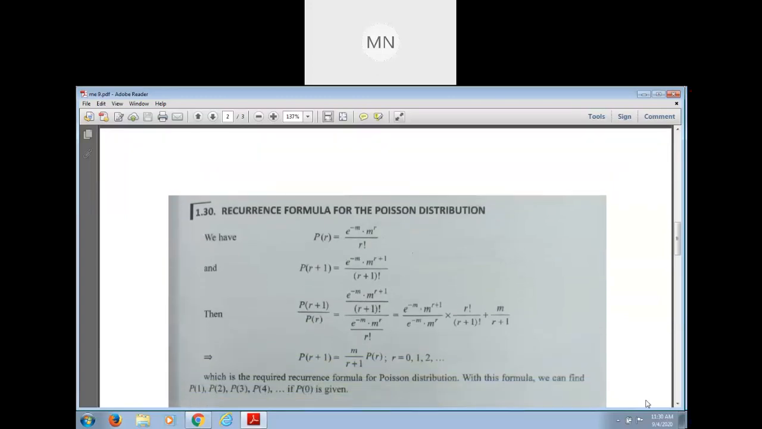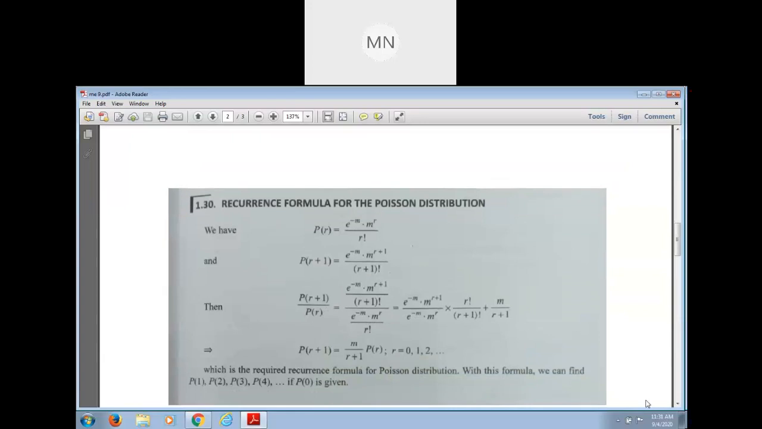Let me give the recurrence formula for the Poisson distribution. Yesterday we discussed the recurrence equation for the binomial distribution. The recurrence formula is used to find values when, suppose, we are given the value of probability of x equals 0. Then using the recurrence formula, we can easily find the value of probability of x equals 1, probability of x equals 2, probability of x equals 3, and so on. For that purpose, the recurrence formula is used.